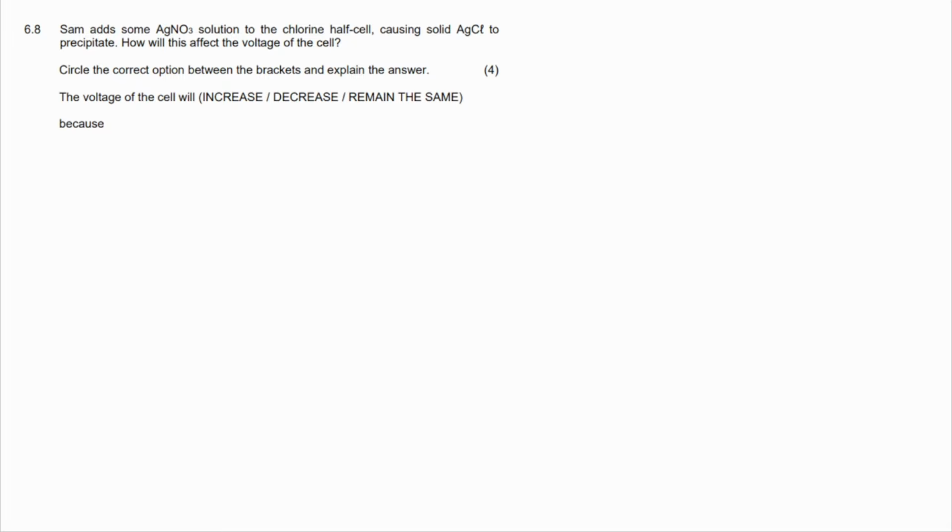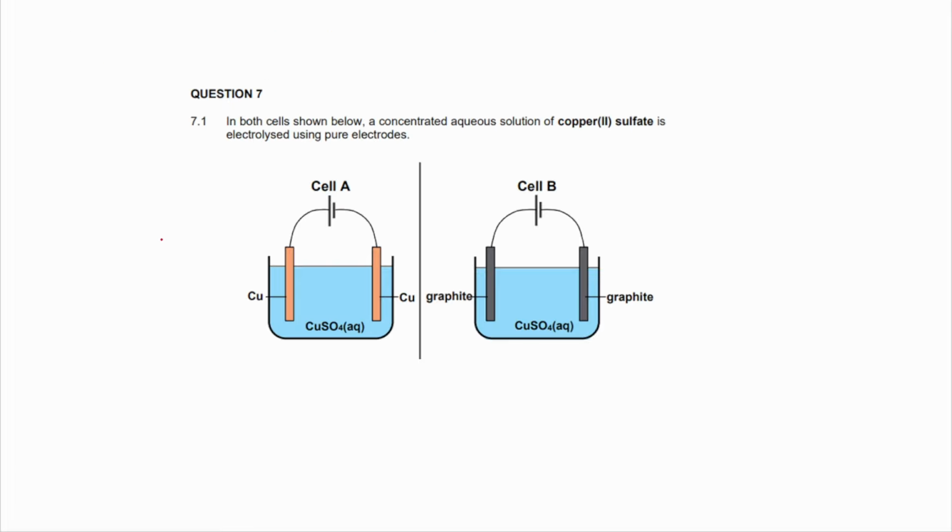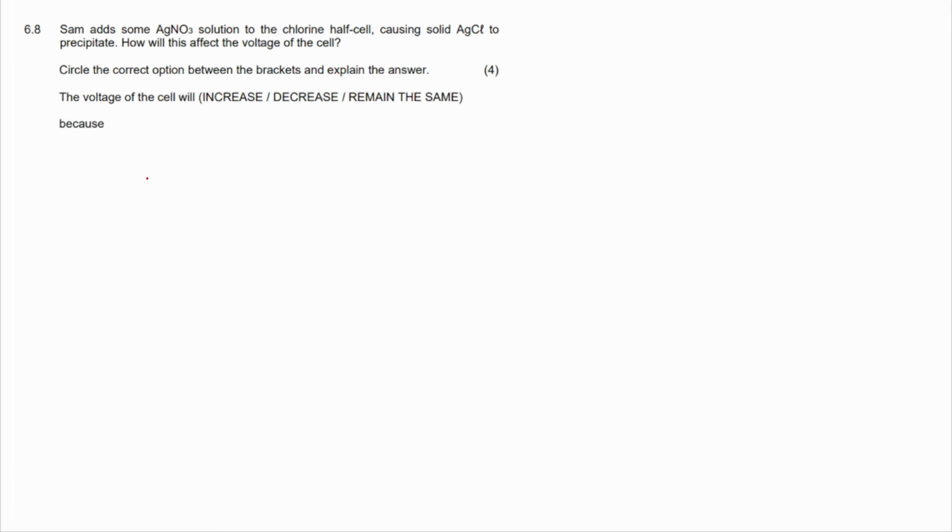Okay, 4 marks. So they say Sam now adds some silver nitrate solution to the chlorine half cell, causing solid silver chloride to precipitate. How will this affect the voltage of the cell? Circle the correct option over there, and we also need to say because. Okay, so you're going to have to give a reason. So explain your answer is what we're going to have to do. Okay, so that is question 7.